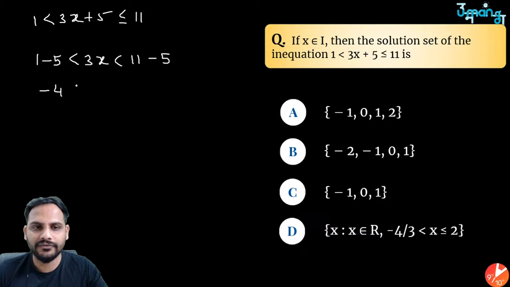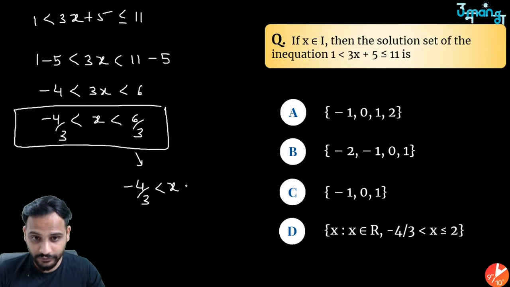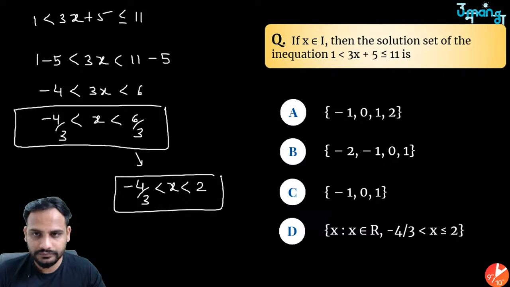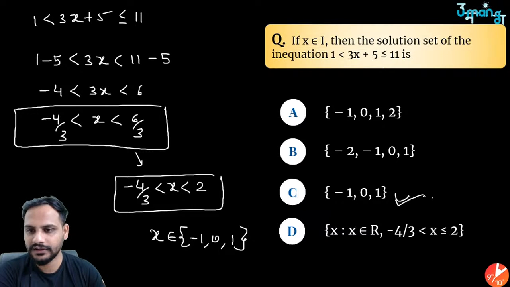So 1 minus 5 is minus 4, less than or equal to 3x, less than or equal to 11 minus 5 is 6. Now shift 3 over there, so x will be here 6 by 3, here also minus 4 by 3. So these are the values of x. 6 by 3 is what? 2. So x is greater than minus 4 by 3 but less than 2. Now they are saying x belongs to integer. So what are the integers between this? Integers are minus 1, 0 and 1. 2 will not be there because it is not included. So option C should be the correct answer.